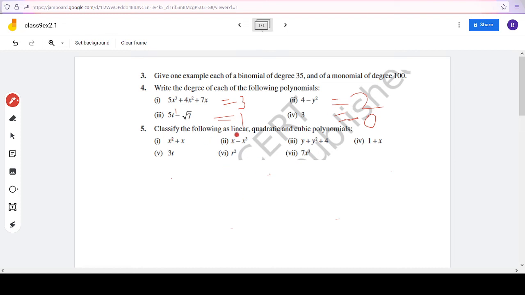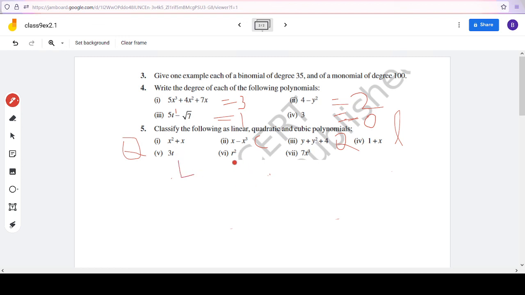So again here, classify the following as linear, quadratic and cubic polynomials. So this is also again a very simple exercise. So x square plus x, as you can see the degree is 2 here. This is a quadratic polynomial. I will write q for quadratic, and here the maximum power of x is 3, so this is a cubic polynomial. And again this is a quadratic polynomial since the y square term is present. This is a linear polynomial because the x power is only 1. So the highest power is 1. So 3t is also a linear polynomial.